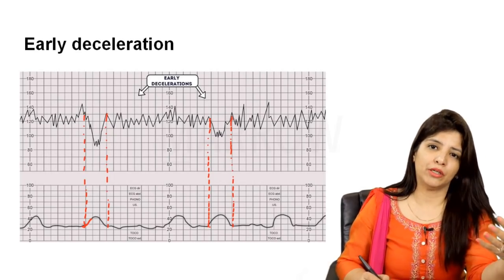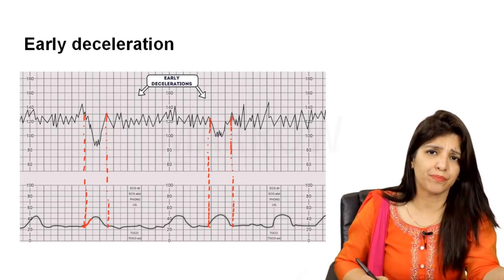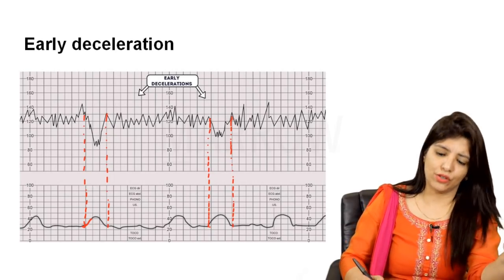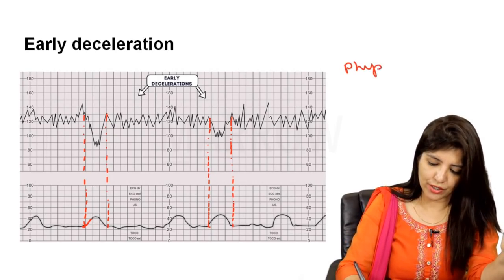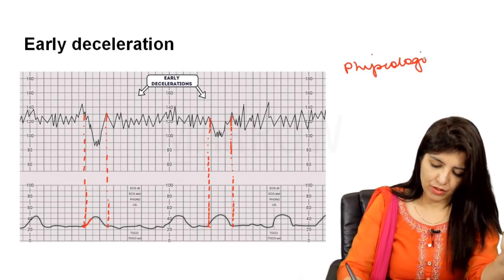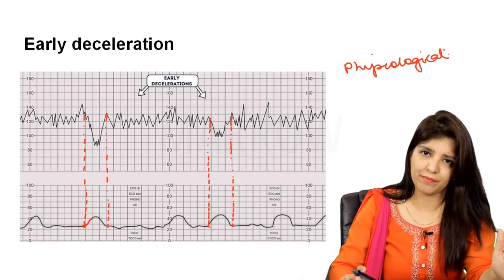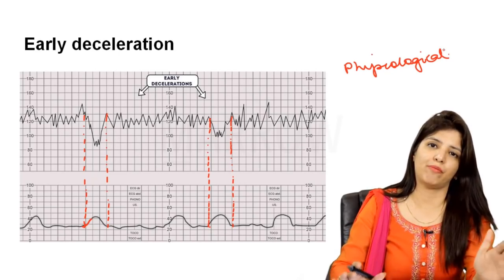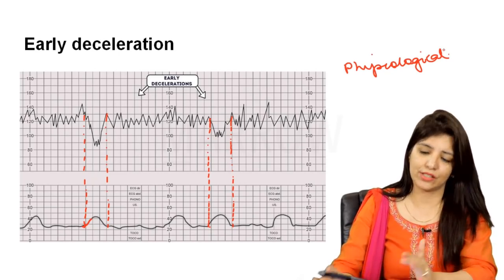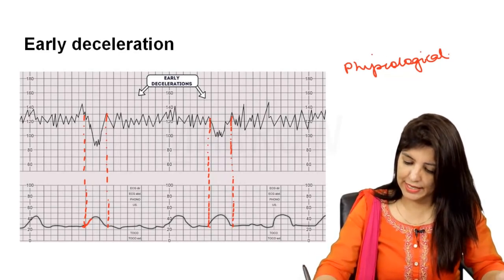Now during labor, the head of the baby might get compressed, right? So early decelerations are physiological. If you are getting early decelerations, nothing much to worry, right? So this is the first type of deceleration, early deceleration. Then comes late deceleration.